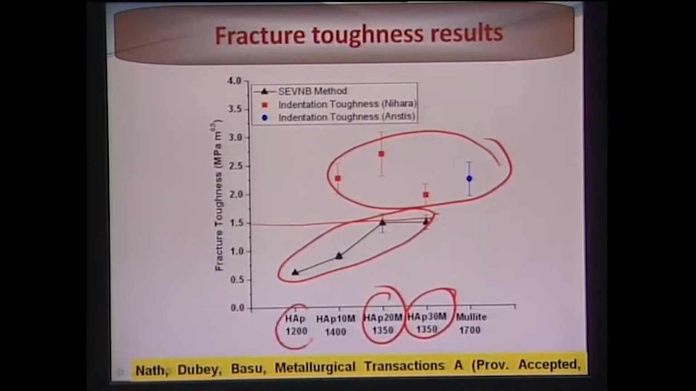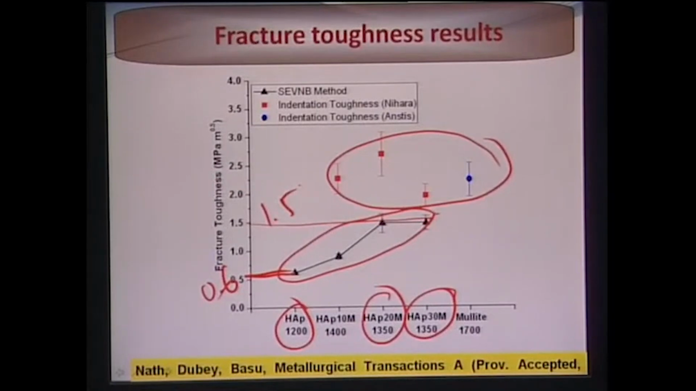In pure HAP, your fracture toughness value is close to 0.6 MPa square root meter. So this is 0.6 and this is 1.5. Now, if you compare this with the toughness of the base material, that is hydroxyapatite, you can immediately realize that there has been a modest improvement in the fracture toughness values.